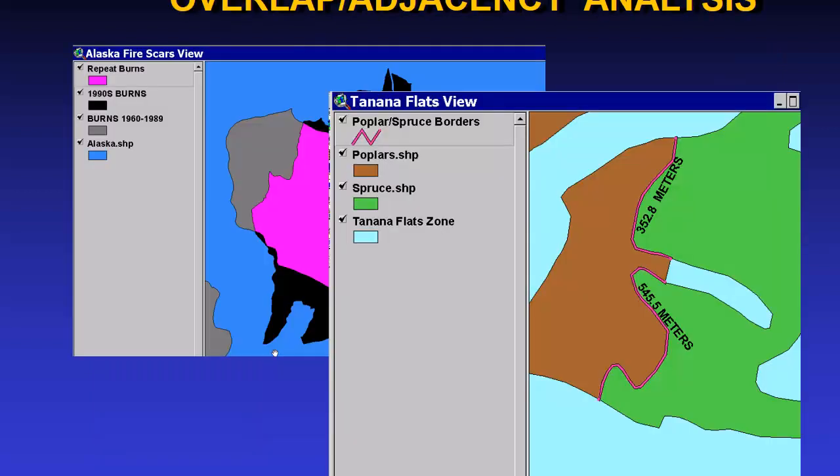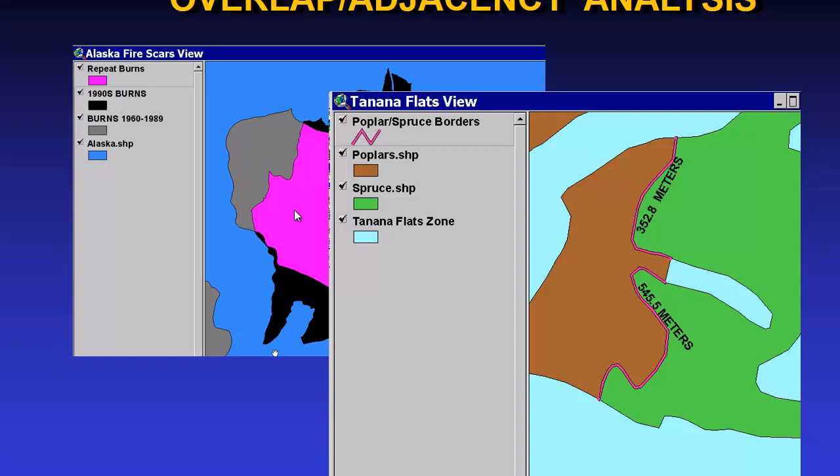And then the next week we'll deal with tools for answering questions about overlap and adjacency. So for example, here are all the burns in Alaska in the decade of the 1990s, and here are all the burns in Alaska from 1960 to 1989. So find the largest repeat burn between those 2 time periods. So here's the largest repeat burn, an area that burned from 1960 to 1989 and then burned again in 1990.